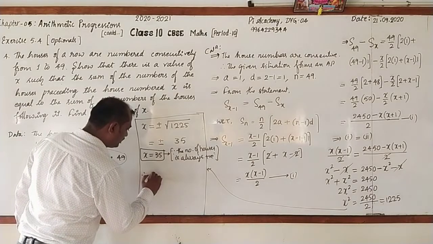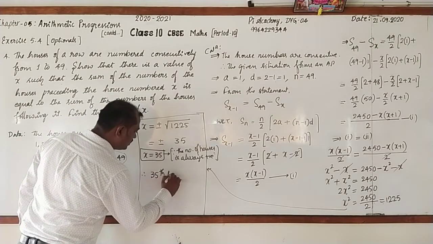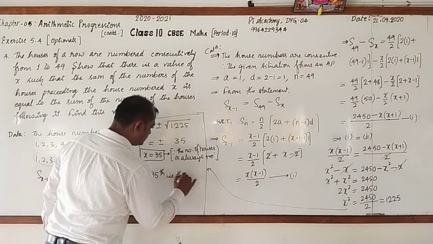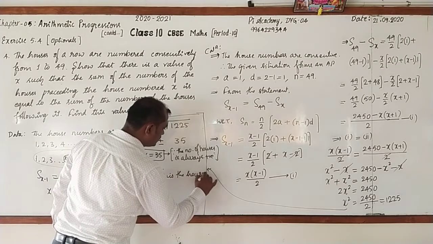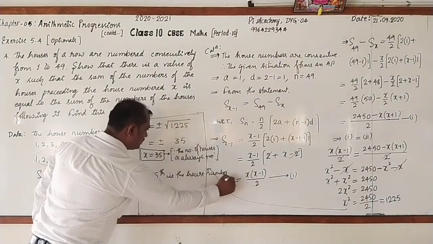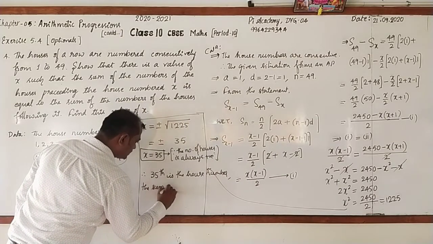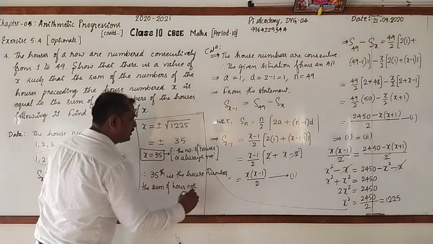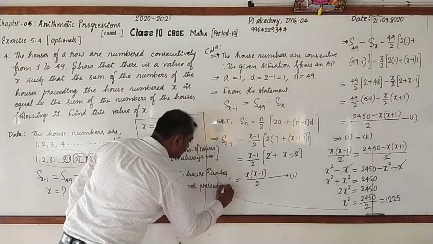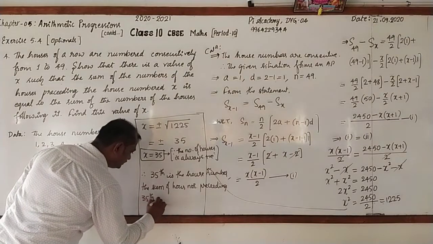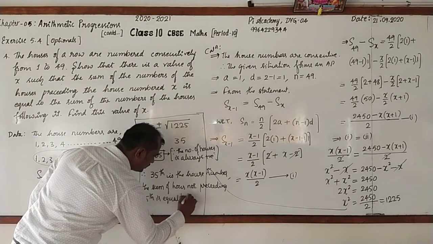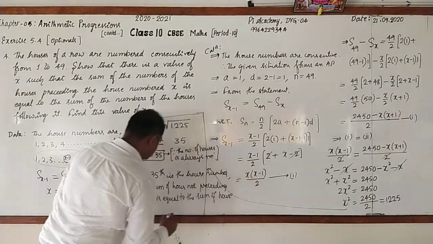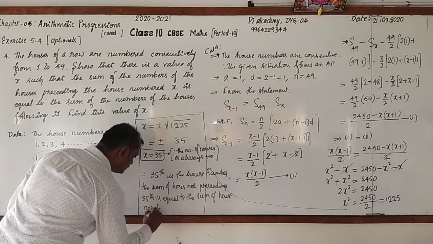So here I will write. Therefore, 35th house number, or 35th is the house number, then the sum of house numbers preceding 35th is equal to the sum of house numbers following it.